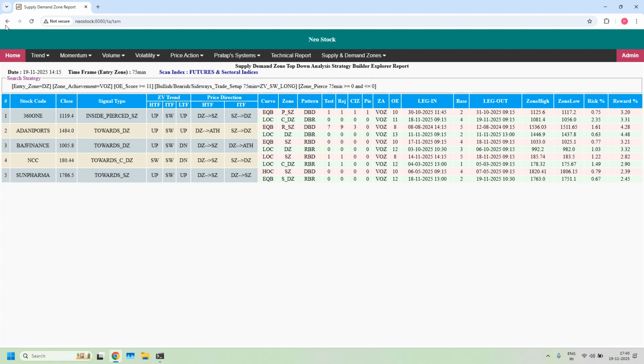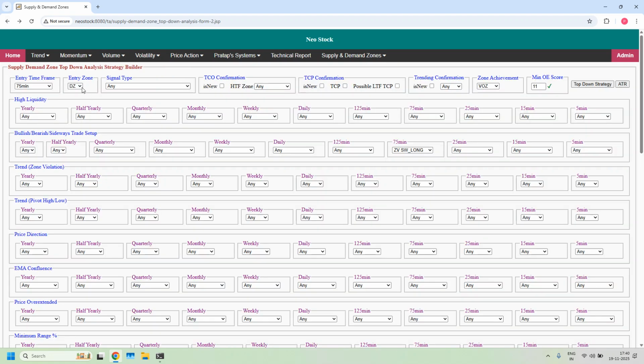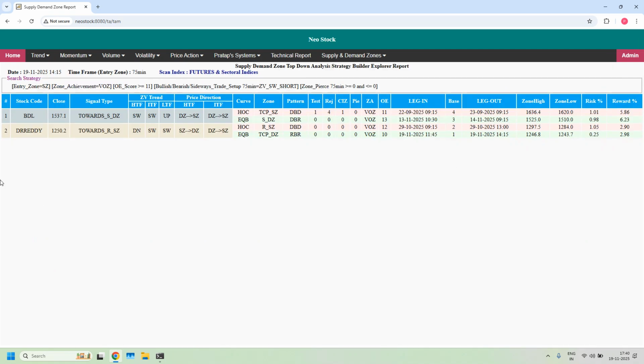Okay, next, not bearish, sideways short trade setup for weekly income trade. Entry time frame zones are 75 minute supply zone and here sideways short. Let's filter. We got 2 stocks. So these 2 75 minute supply zones might be having more high probability to get success, provided lesson 30.3 video checklist items are satisfied.